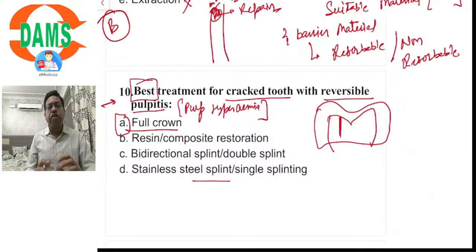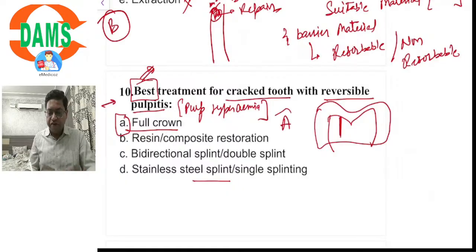Okay. So this full coverage crown would be giving a reinforcement to the coronal tooth structure. The crack in the tooth would not become complete or progress further, and the symptoms related to that would be alleviated. So what would be the best treatment? Full coverage crown. Option A would be the answer over here.